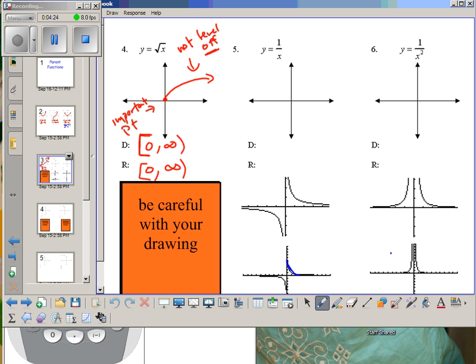These both have double asymptotes. That's true of your inverse power models. They have double asymptotes. So there's one asymptote when y equals 0, and another asymptote when x equals 0.